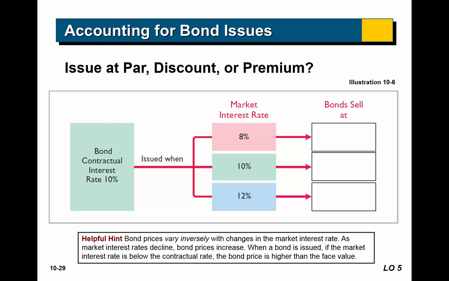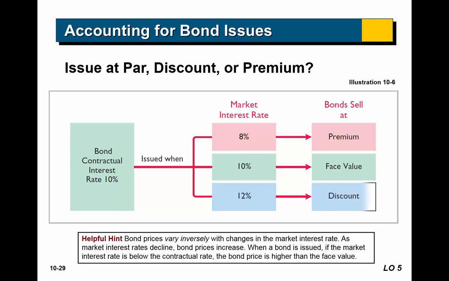The person buying the bond is going to get 10% when all the other investments out there at the market are only paying 8%. That means the person buying the investment is willing to pay a premium. They're going to pay more than the face value of the bond because they're getting a better rate. If the bond has a contractual rate of 10% and the market rate is 10%, then they're going to pay par or face value for the bond. And if market rates increase, meaning you could make more buying another investment, then you're going to pay a discount. Read that helpful hint at the bottom.